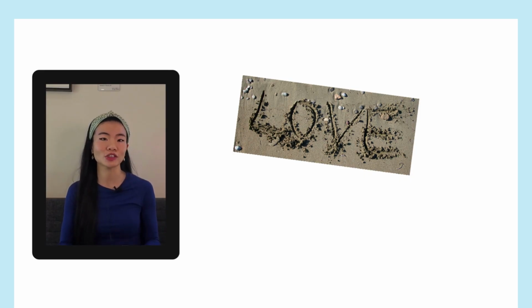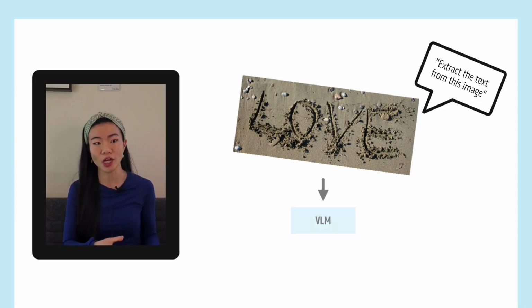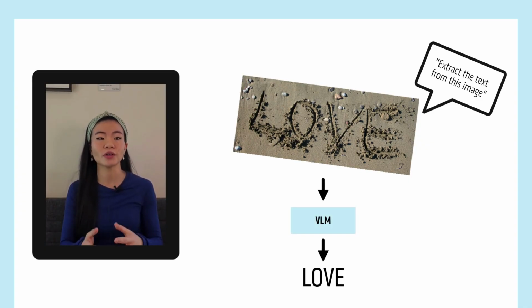So a VLM can actually do this, right? You can say, extract the text from this image, or what is written in the sand in this image, and it should be able to take this image and then produce the word love. And the strength of VLM-based OCR is it's able to handle pretty complex scenarios, and it's able to understand the context a bit better, and you're able to ask pretty complex questions of the actual image.